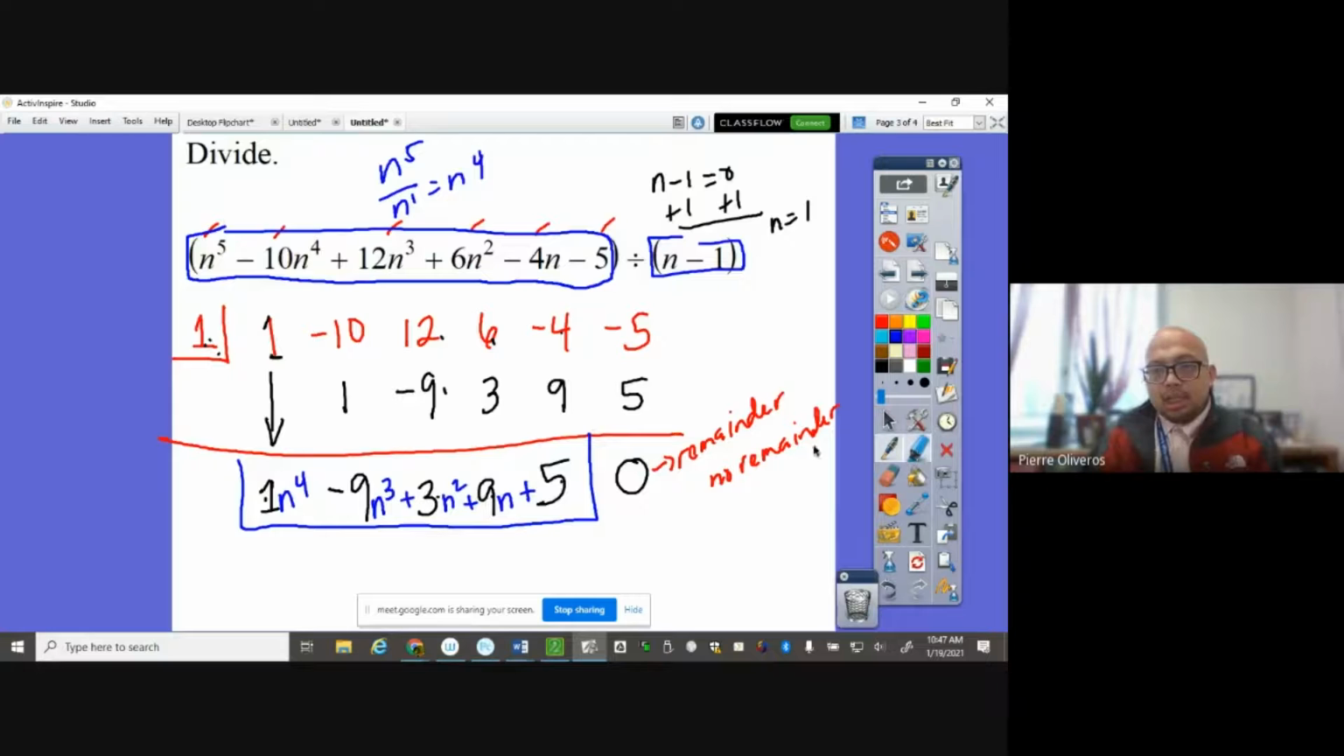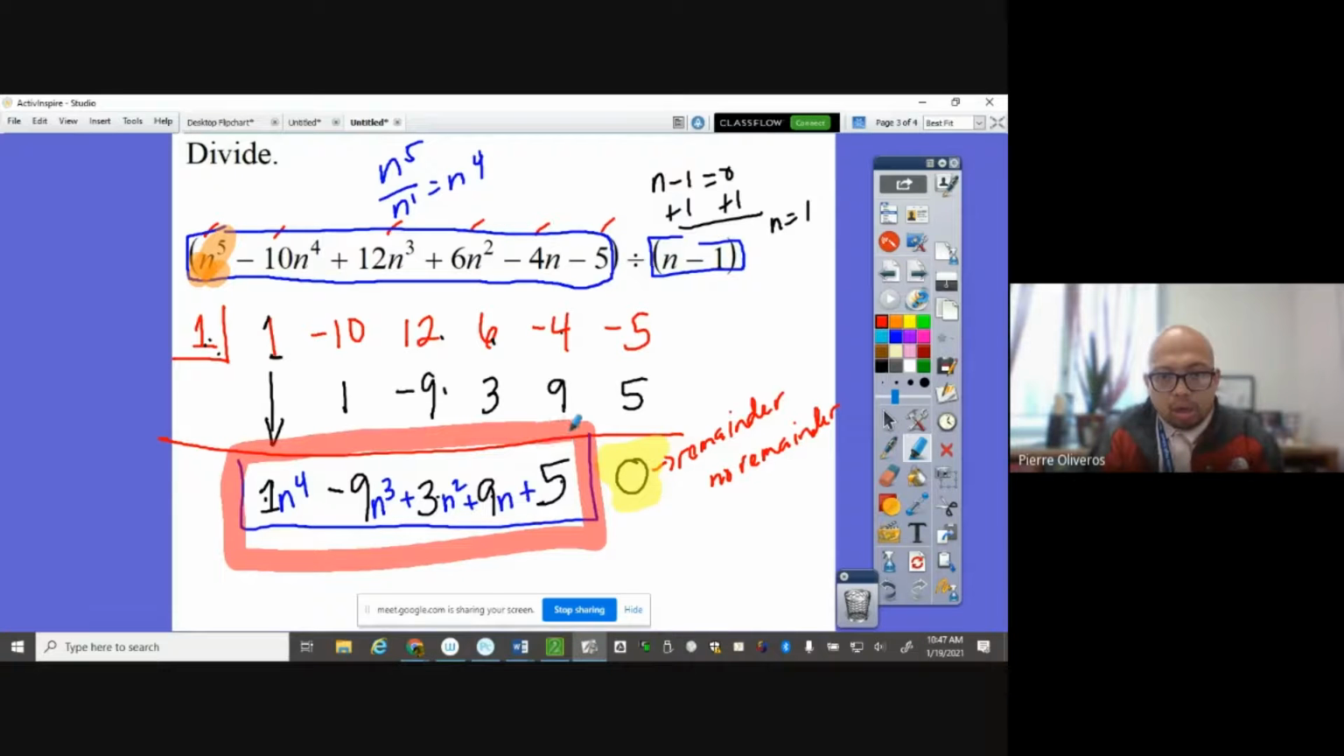If you notice, it's always one less. If the dividend happened to be n to the 8, the answer here will be n to the 7. If that's n to the 10, the dividend, this will be n to the 9. So it's always one less from the dividend. Also, if you notice that the remainder here is equal to 0, so it's not part of my answer. So this is the only quotient for this problem. Okay. Next.